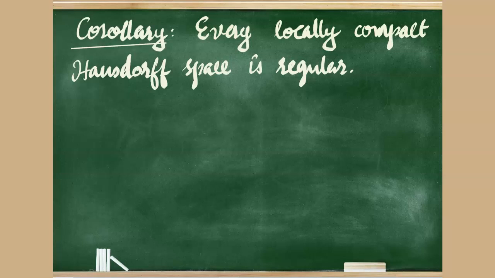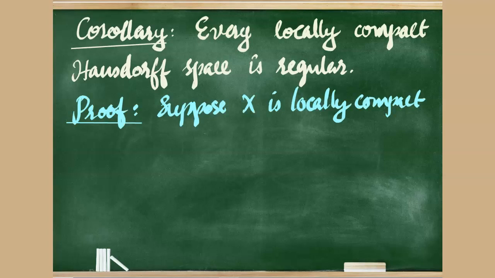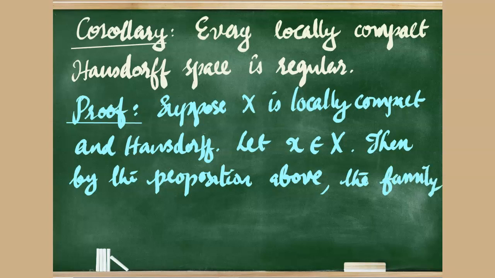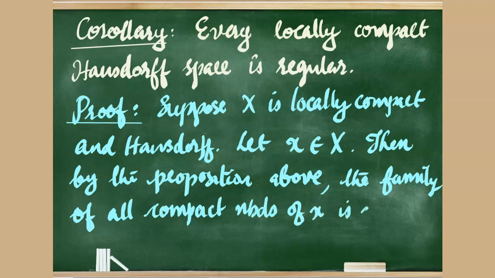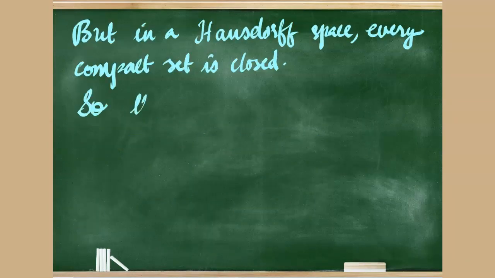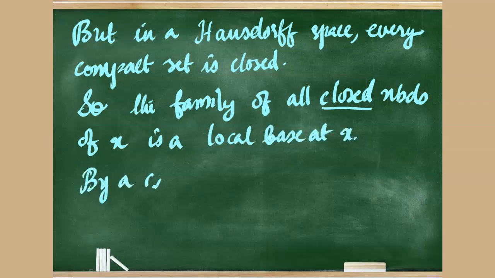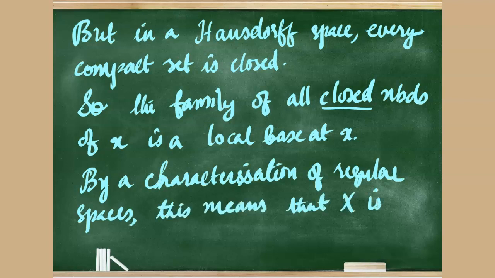Corollary: every locally compact Hausdorff space is regular. Suppose the space X is locally compact and Hausdorff. Let small x be a point of the space X. Then by the proposition above, as the space is both locally compact at x and Hausdorff, we can see that the family of compact neighborhoods of small x is a local base at small x. But we know that in a Hausdorff space, every compact set is closed. So we can say that the family of all closed neighborhoods of small x is a local base at small x. By a characterization of regular spaces, this will imply that the space X is regular as required. Thus we can conclude that every locally compact Hausdorff space is regular.